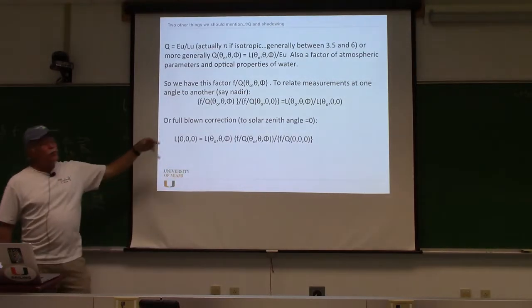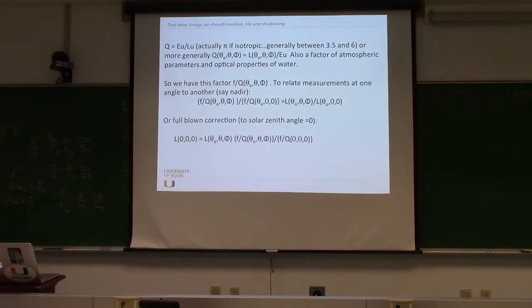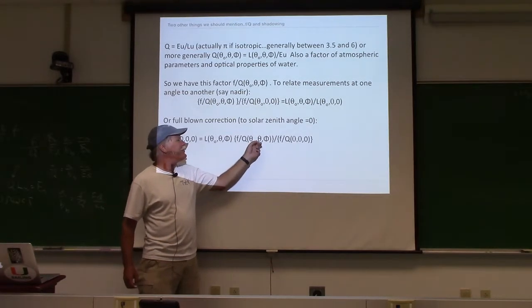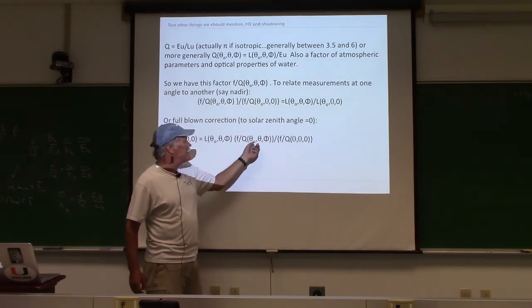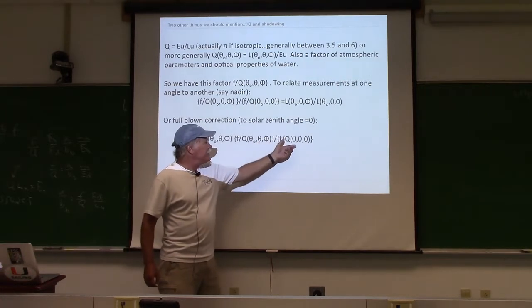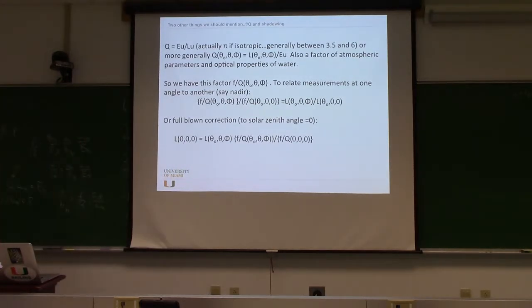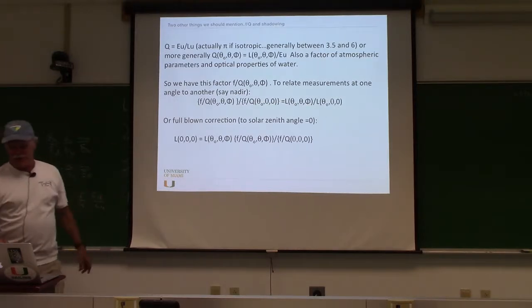And if you want the full-blown correction, which is then called the exact water leaving radiance, you take F over Q at the solar zenith angle you measured, the theta and the phi relative to the solar direction, divided by F over Q of 0, and that would give you L of 0, 0, 0. The same radiance you would get if the sun was directly overhead and you were viewing directly down below you. Okay, and so if you want to move from one angle correction to another direction, this F over Q factor is what you need to use.